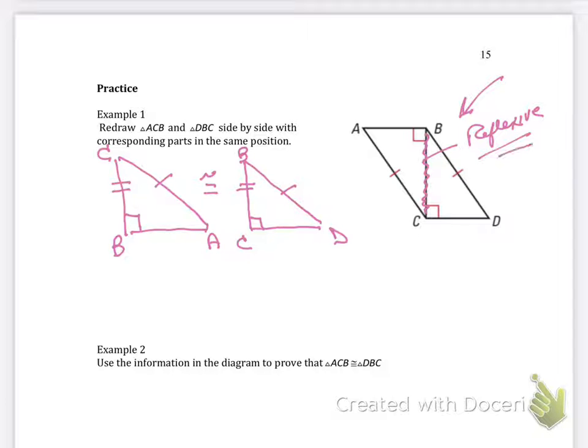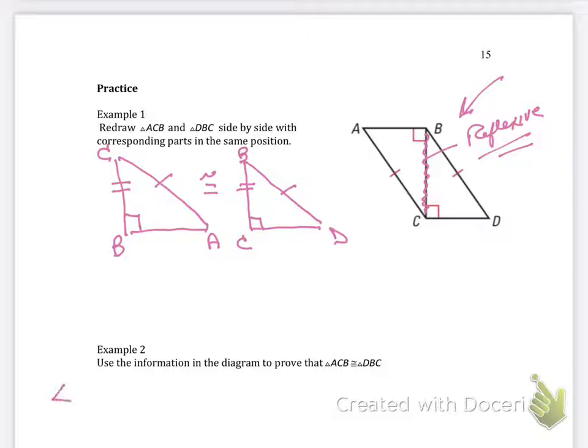So now I have these two triangles drawn side by side like this, and what they want me to do now is to prove that ACB is congruent to DBC. So how would I go about proving that? So what I would say is the following.